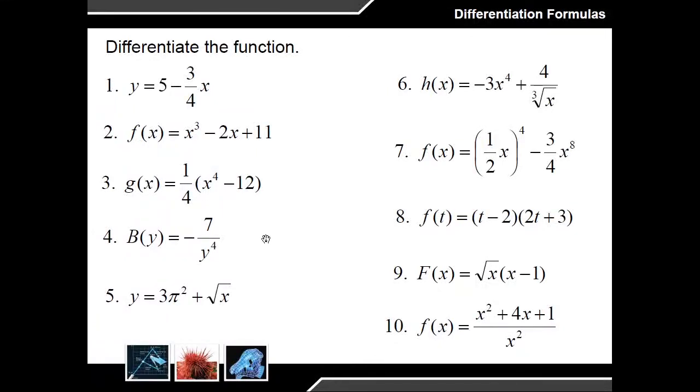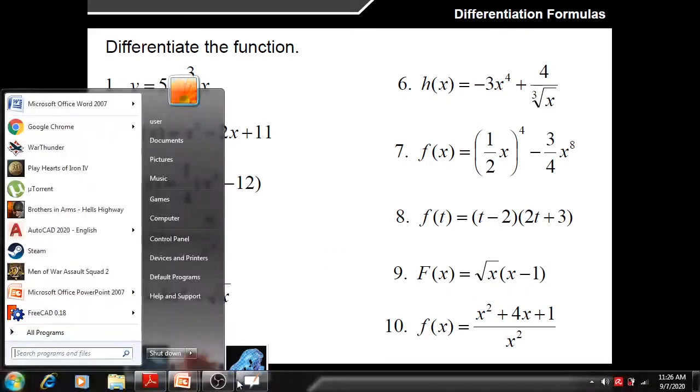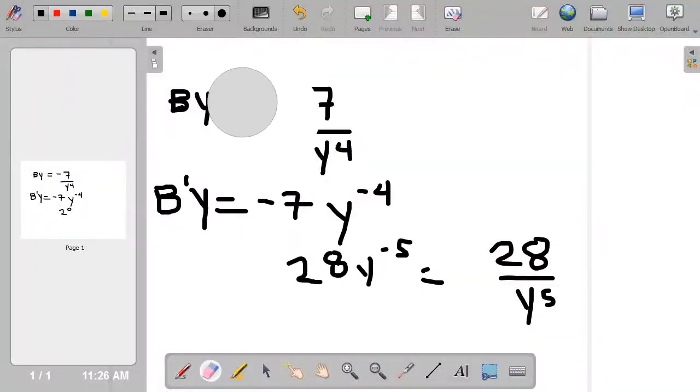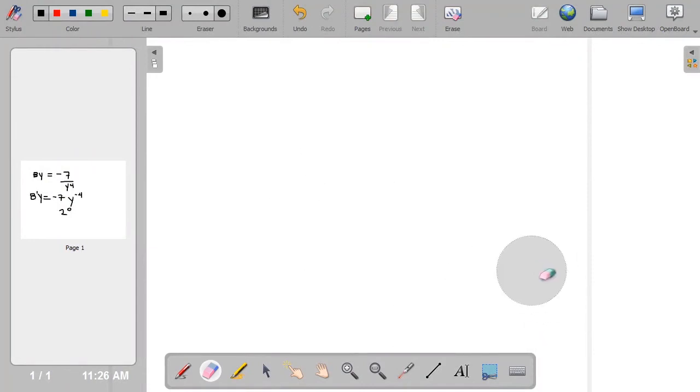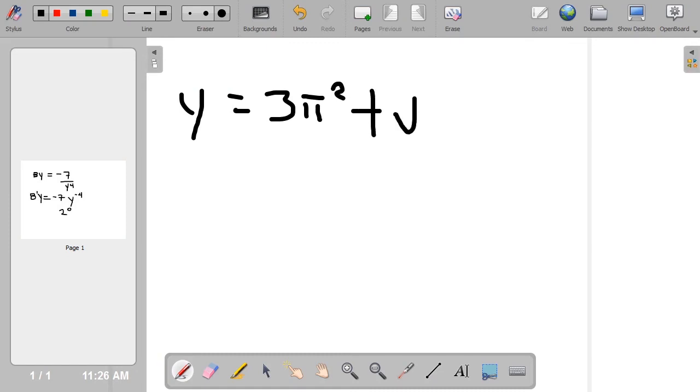So let's try this. Number 5. Y is equal to 3 pi squared plus square root of x.